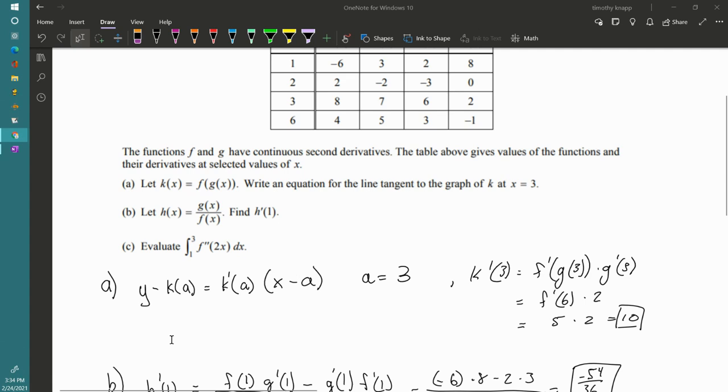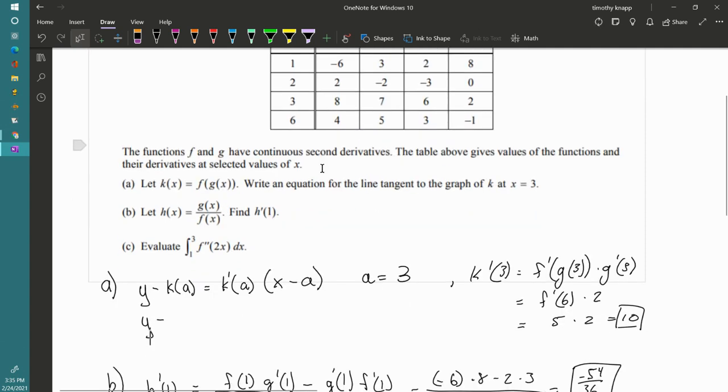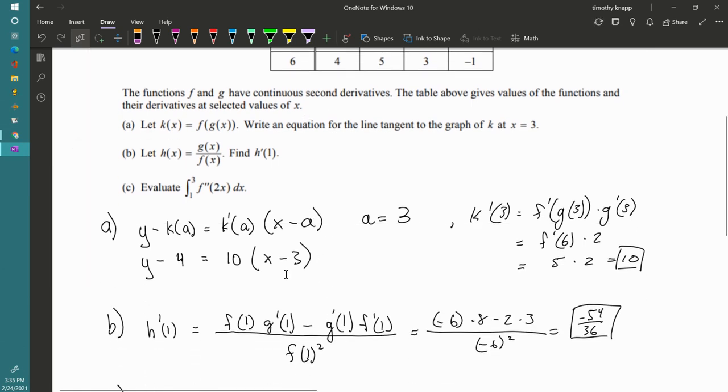And it actually looks like I forgot to write the actual tangent line itself. So it's y minus k of 3, and so that would be f of g of 3. g of 3 is actually 6, and then f of 6 would be 4. So that's going to be y minus 4 equals 10, and then this is just going to be x minus 3. This would be a sufficient tangent line to get all the points on the AP exam.